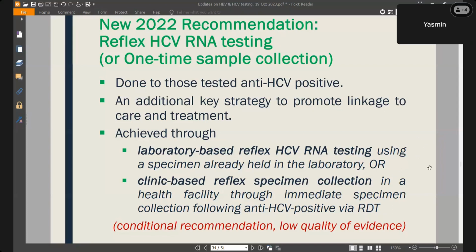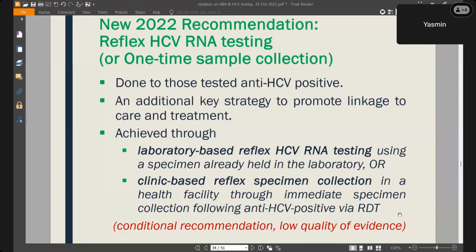So you can do it 2 ways. You can either do a reflex-based RNA testing, where you use your regular PCR in the lab, or if it's in the clinic, there's clinic-based reflex test collection. In other words, you collect the sample at the clinic, and then it's either sent to the lab, or you can do an immediate test via RDT, rapid testing. At the clinic you do a rapid test, RDT, to detect the presence of Hep C. If the person is Hep C positive, you need to collect enough sample, and that sample can be sent to the facility.